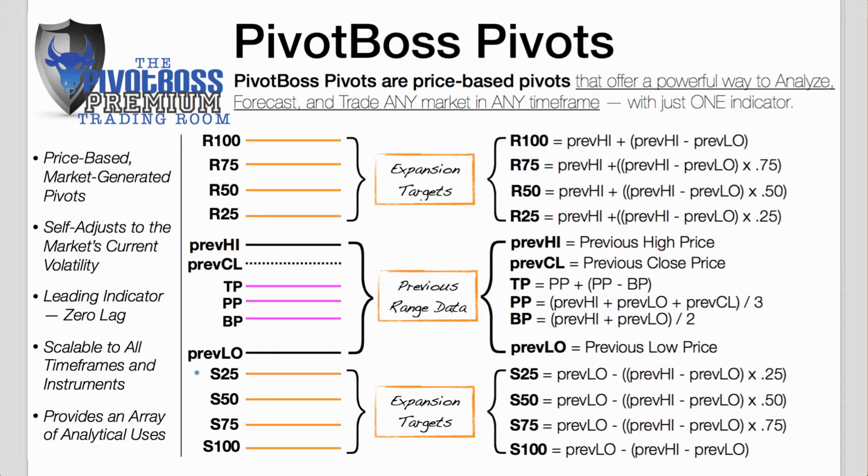But in my research, and again in my book Secrets of a Pivot Boss, I talk about the differences between ETH and RTH, and how in my research there really hasn't been a whole lot of difference between the two. They both have predictive abilities. You can use either or, because traders use either or.